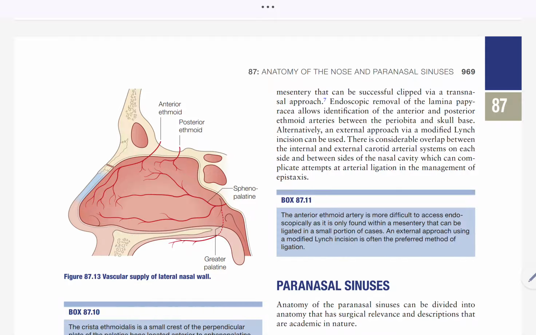Box 87.11. The anterior ethmoidal artery is more difficult to access endoscopically as it is only found within a mesentery that can be ligated in a small portion of cases. An external approach using a modified Lynch incision is often the preferred method of ligation.